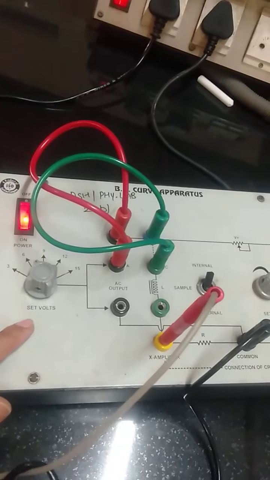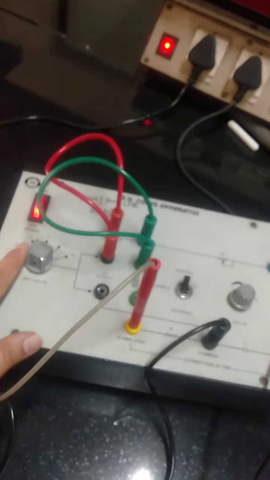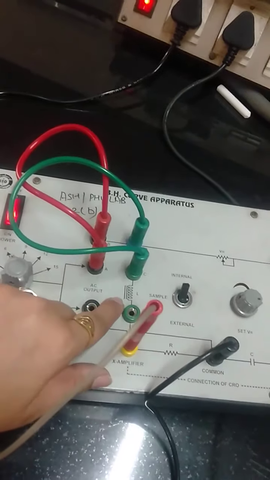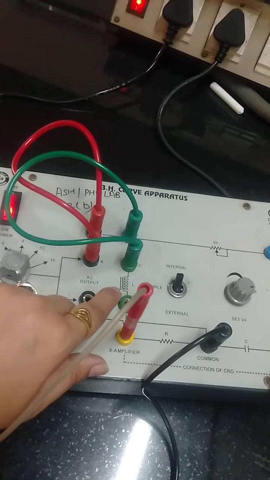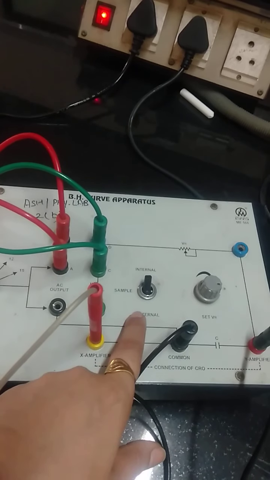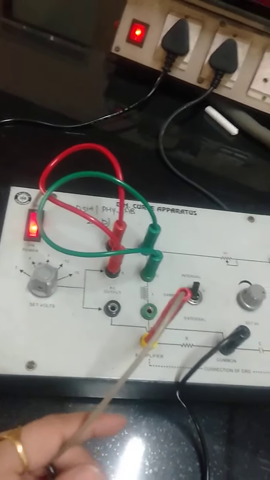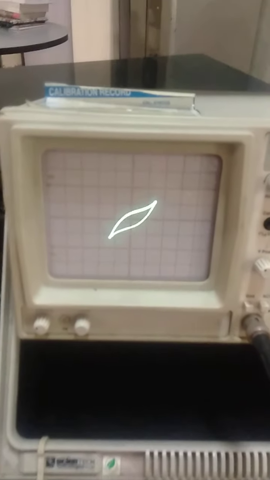Now when I switch on the plug, power is being supplied at 6 volts. So with the help of 6 volts the inductor is induced with that power supply. So this magnetic field is being supplied to the ferromagnetic material. Now here the knob is at 6 volts. So at 6 volts we will trace the BH curve like this on the tracing paper.